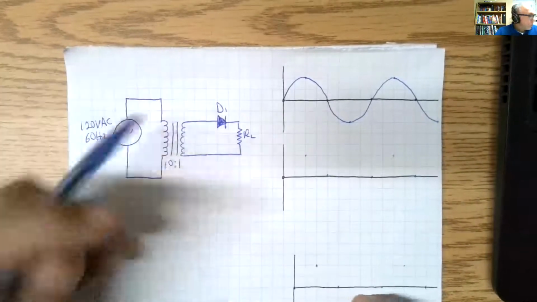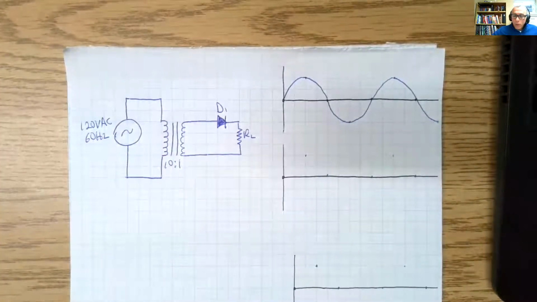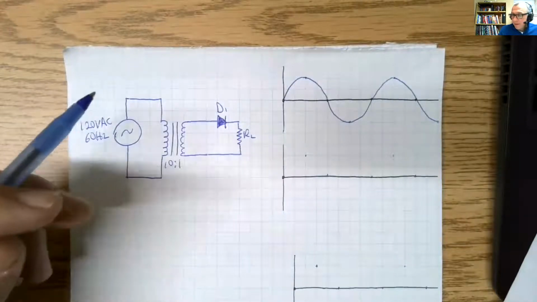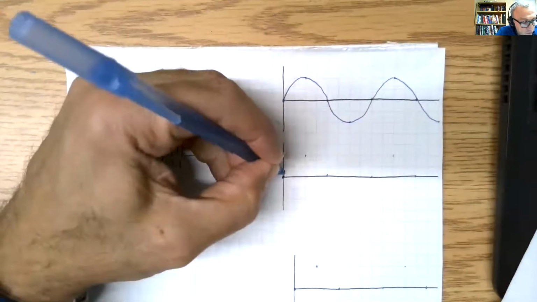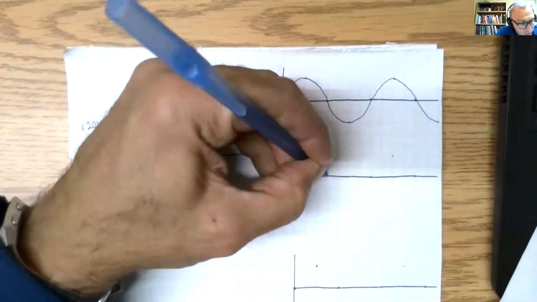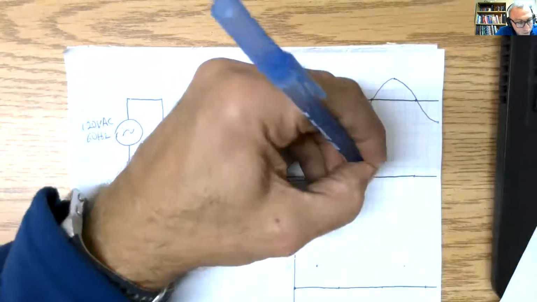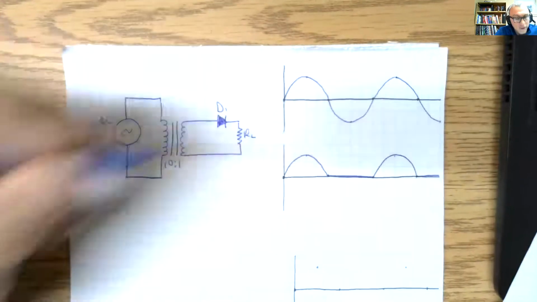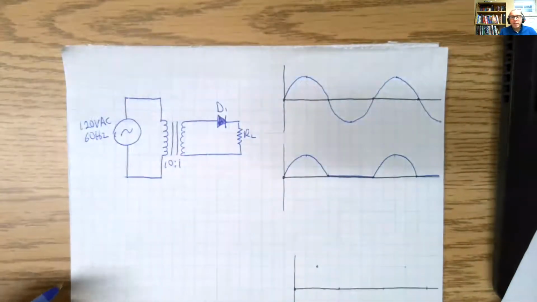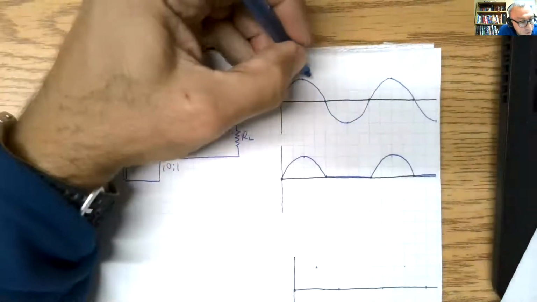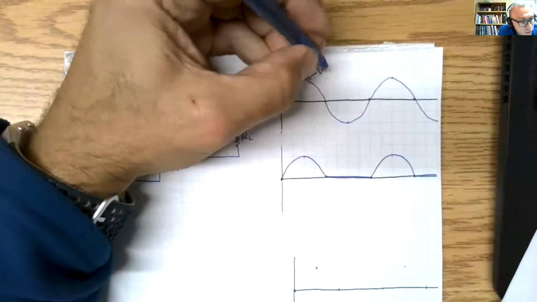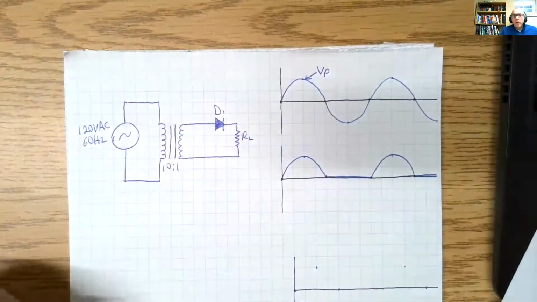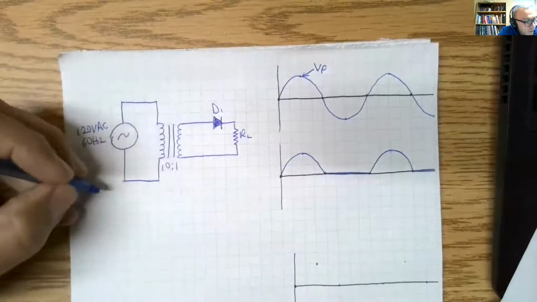Okay, so what we have then is this. It conducts on the positive half cycle, and then it doesn't conduct on the negative half cycle. Conducts and then doesn't conduct. So that's what we have. We have a pulsating DC. Now, this here is V peak coming out of the transformer. So V peak on the secondary.